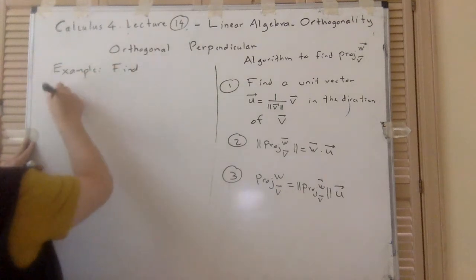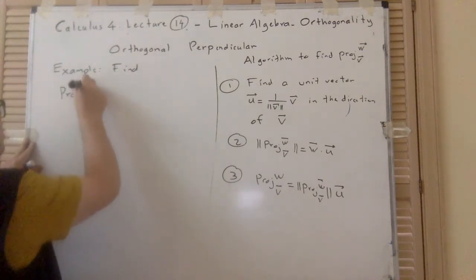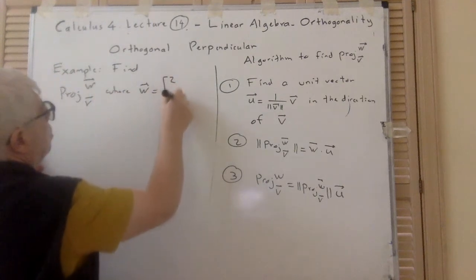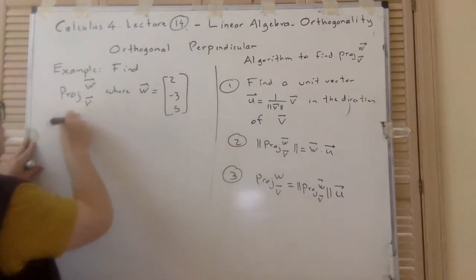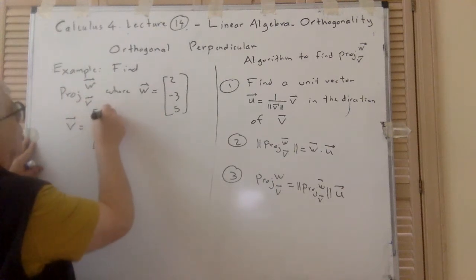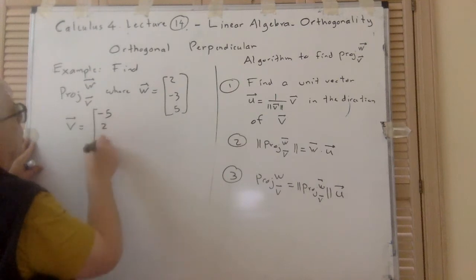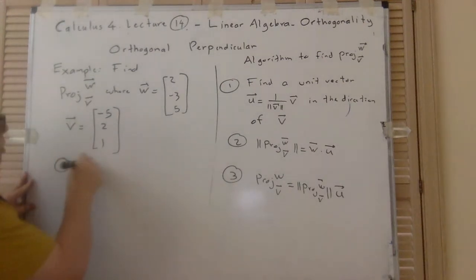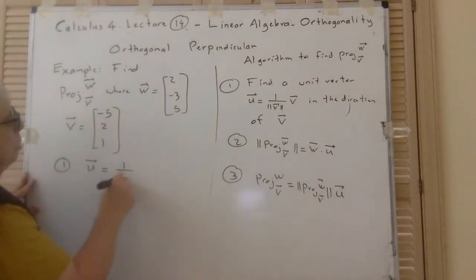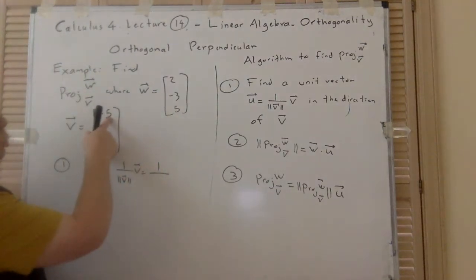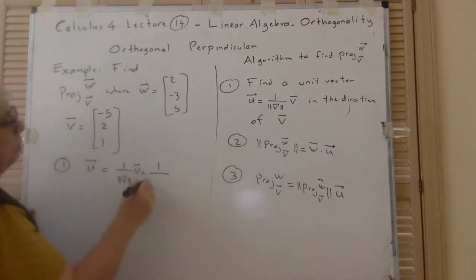Find the projection of W on V, where let's say W is (2, -3, 5) again, something like that, and V is say (-5, 2, 1), something like that. Okay, so one, I need the U. U is 1 divided by the magnitude of V times V. What is the magnitude of V?